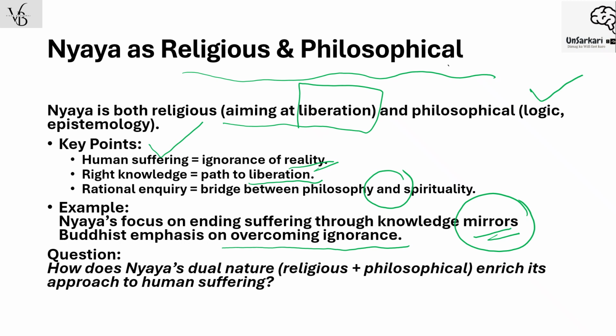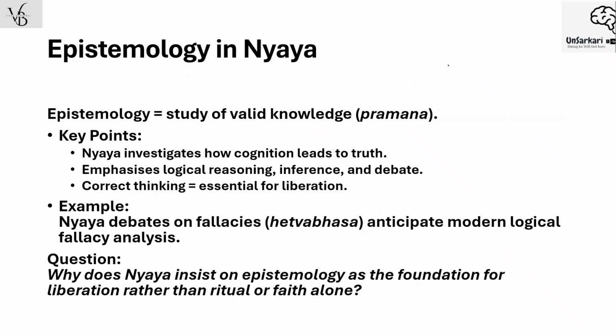So how does Nyaya's dual nature, that is of religious and philosophical, enrich its approach to human suffering? That is what you have to think. You have to think about the way people were living, or are living today, the way people were practicing different vocations, the way social life was, rural life, ideas of Raj Tantra, ideas of city life, and then you will understand this question better.